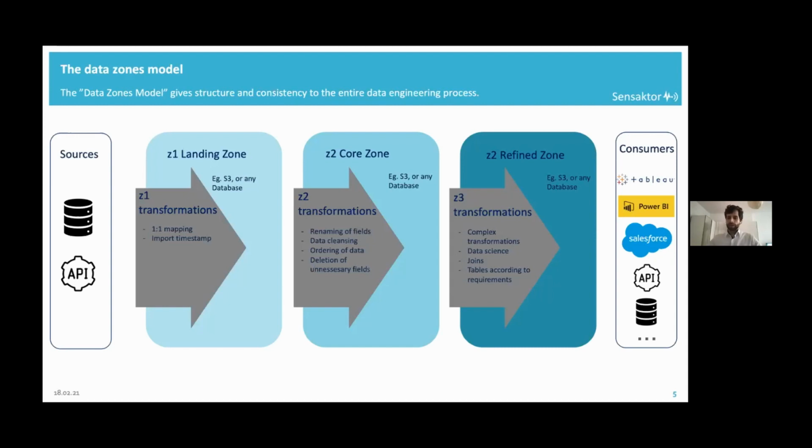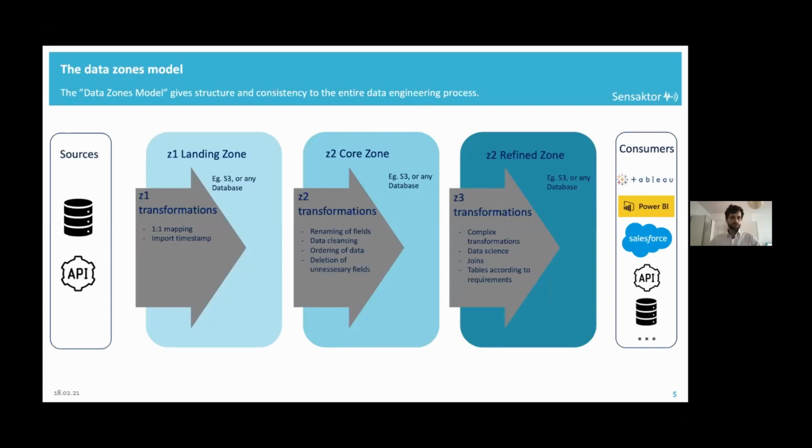The consumers then can go to zone 3 and consume it from there. You can think of Power BI, Salesforce, Tableau, any of the BI tools, or it can even be other APIs and databases that connect to this zone 3.